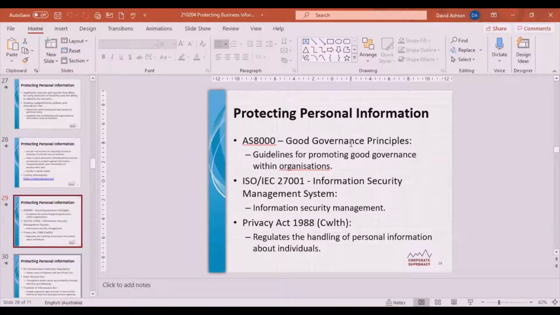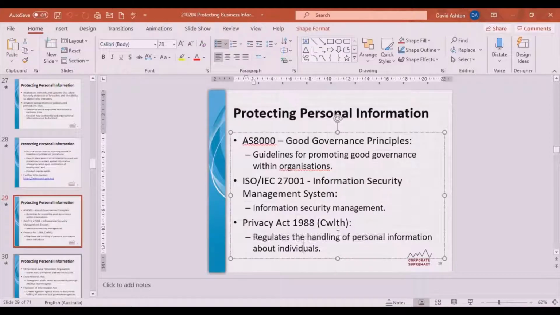And obviously the Privacy Act regulates the handling of personal information. So, being across the details of that as it relates to your business, or at the very least, knowing where you can get advice and guidance on that. And as I said, that website that I put up on the screen earlier will assist in that process.